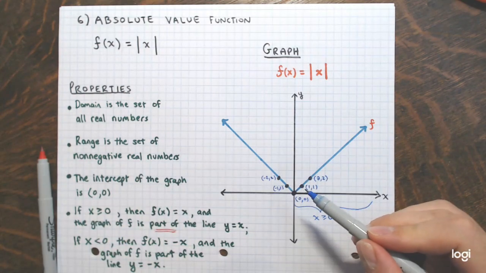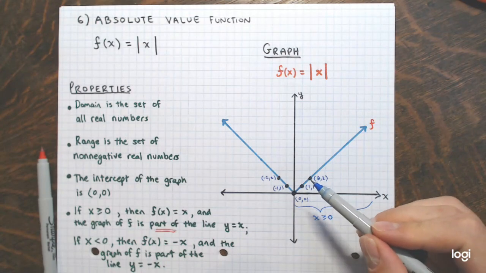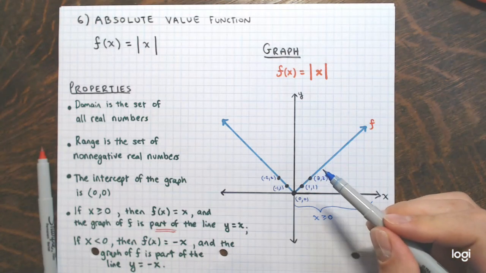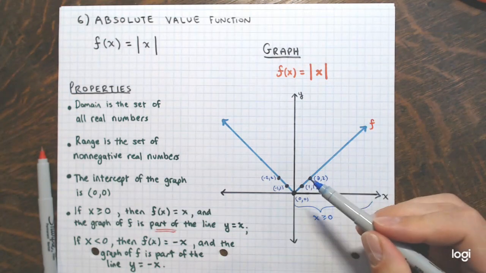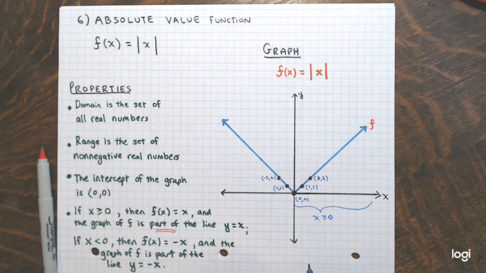So you have 0, 0, absolute value of 0 is 0, absolute value of 1 is 1, absolute value of 2 is 2, so you got 0, 0, 1, 1, 2, 2, 3, 3, 4, 4. Just this part of it, though. All this way forever, just part of the identity function. And then the other way around is, well, what if x is negative? What if I plug in a negative number here?